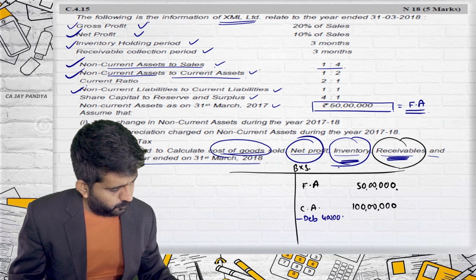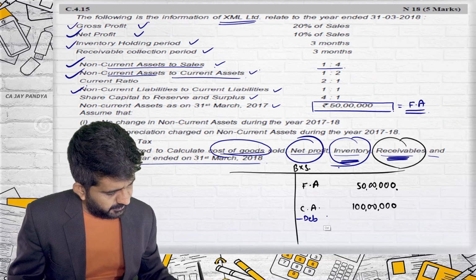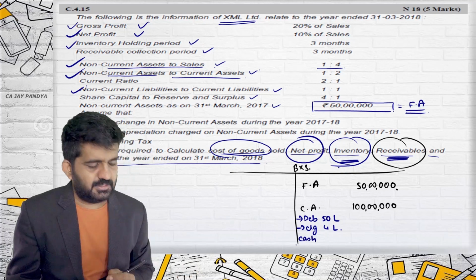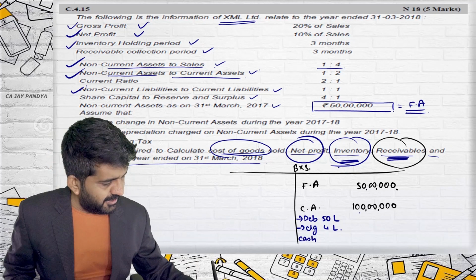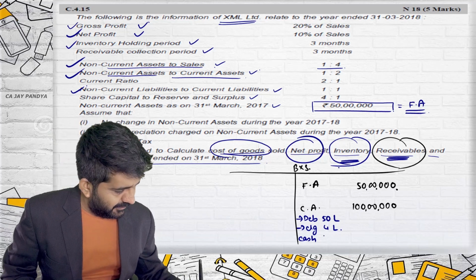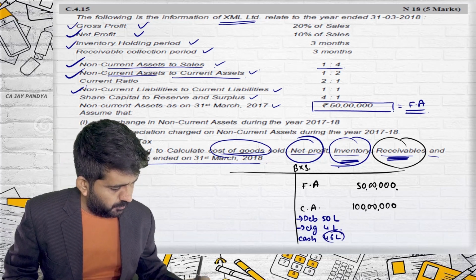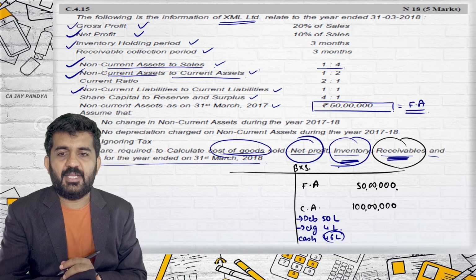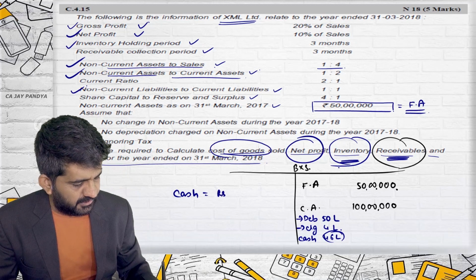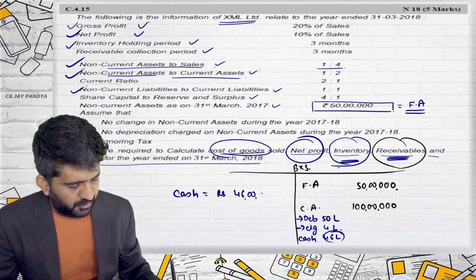Debtors are 50 lakhs and closing stock is 40 lakhs. Then what will be the cash balance? Of the 100 lakhs current assets, 90 is other current assets, so 10 lakhs will be nothing but cash balance. So we can find out the last point, that is cash.